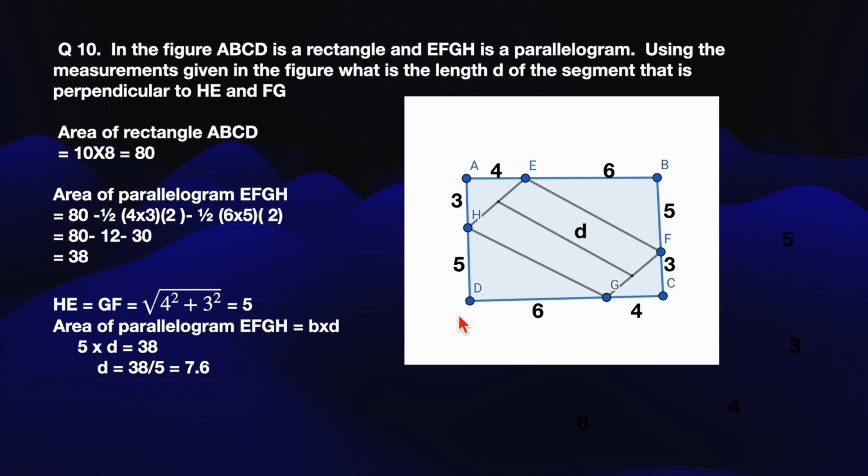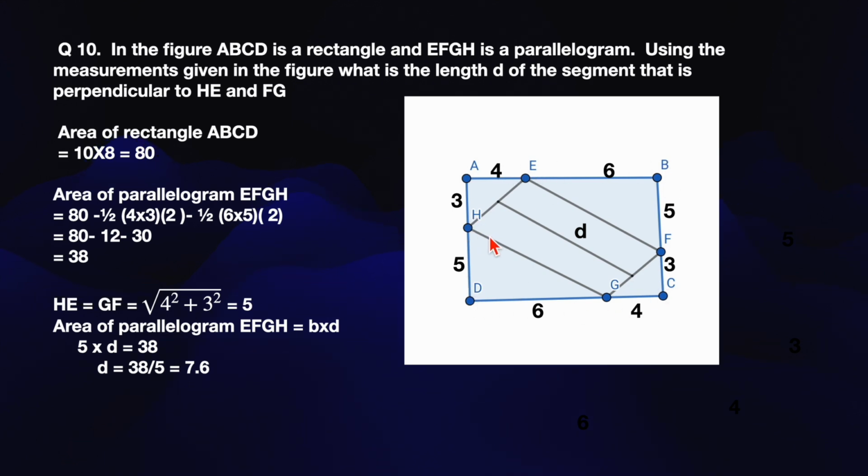First we have to find the area of this rectangle. What are the sides of this rectangle? 4 plus 6, 10. 5 plus 3, 8. So 8 into 10, that is 80. That is the area of this rectangle. Now we want to find the area of this parallelogram. To find that, I am going to find the area of these 4 triangles and subtract them from the area of the rectangle.